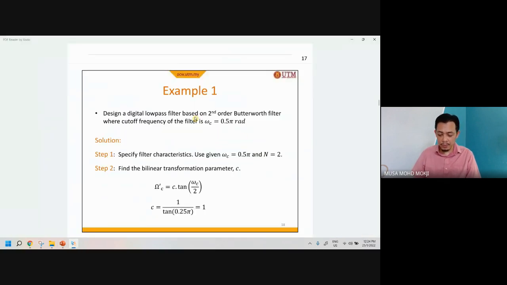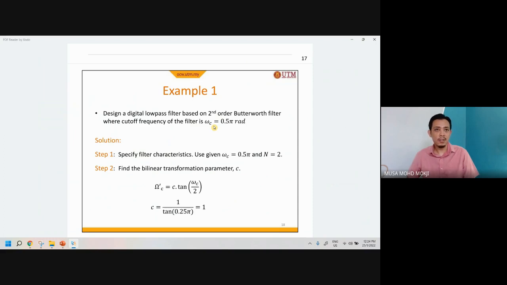What will be the spec? It is supposed to be second order, so capital N equals 2, and the cutoff frequency is omega c equals 0.5 pi. This example is quite easy because it straightforwardly gives you the cutoff frequency. Even in real situations, maybe this is how you do it, maybe even in your assignment.